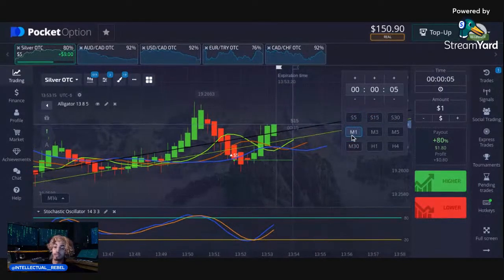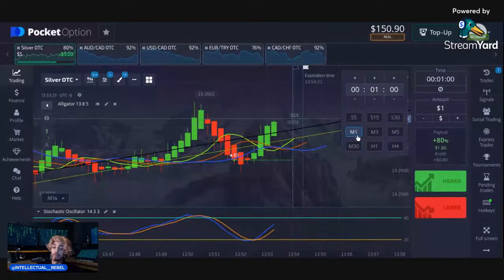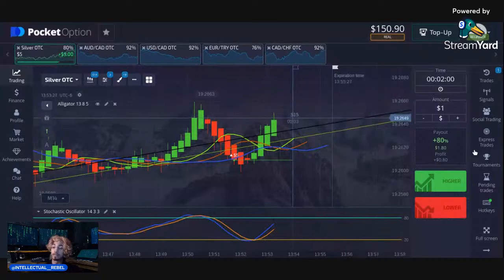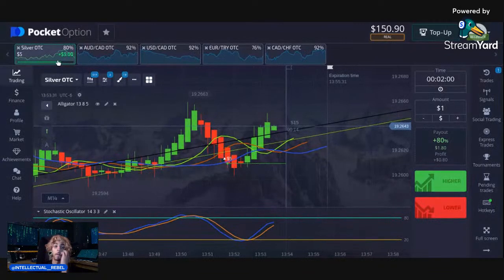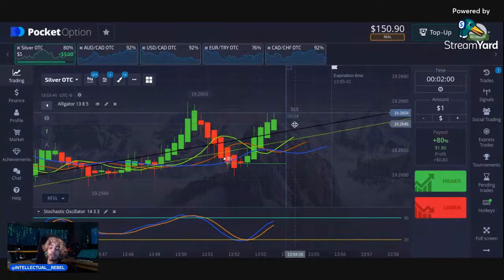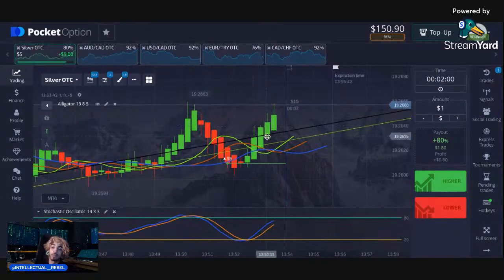I kind of don't want to scalp anymore, just because I know that that $5 one is kind of definite, for sure. So I'll go back to 2 minutes. This is an 80% payout profit. So out of $5, I'm making $4 profit. So $9. So that'll make my balance $160.